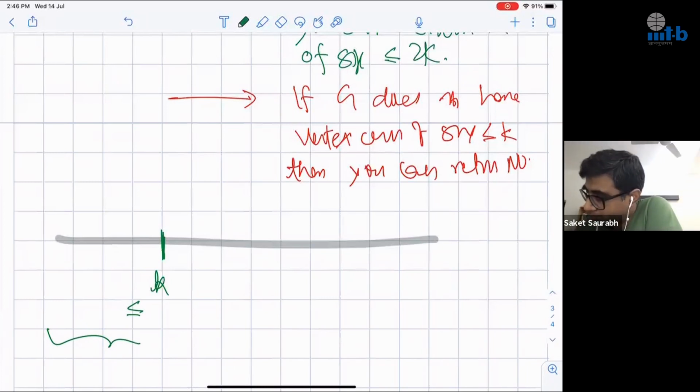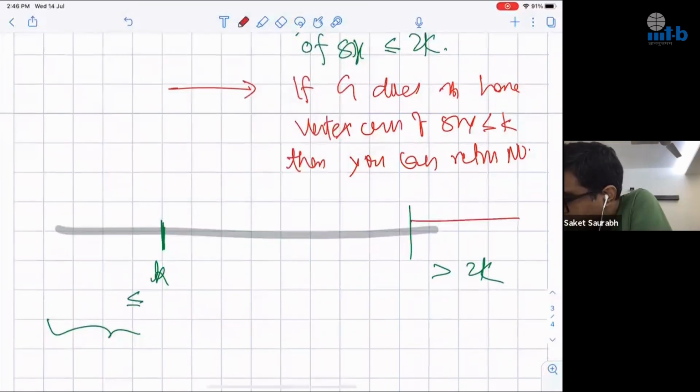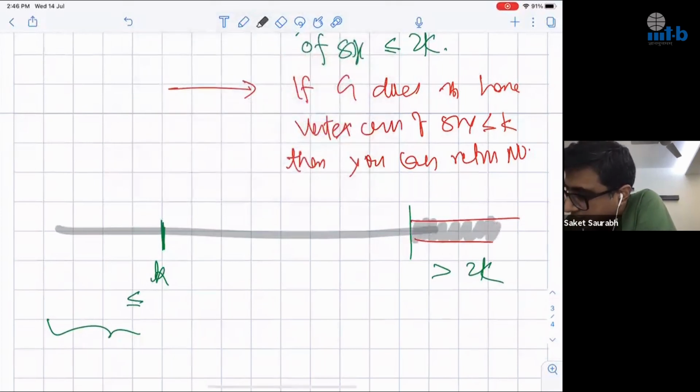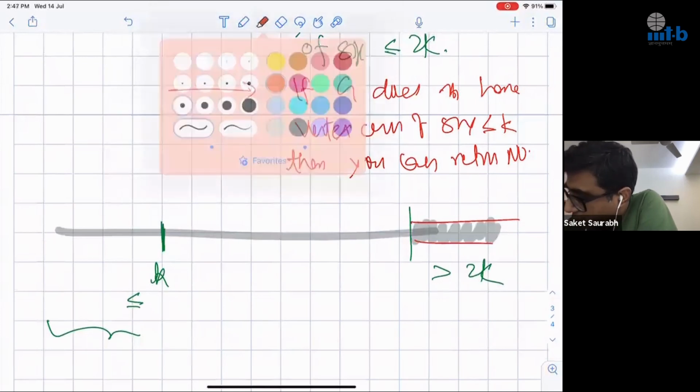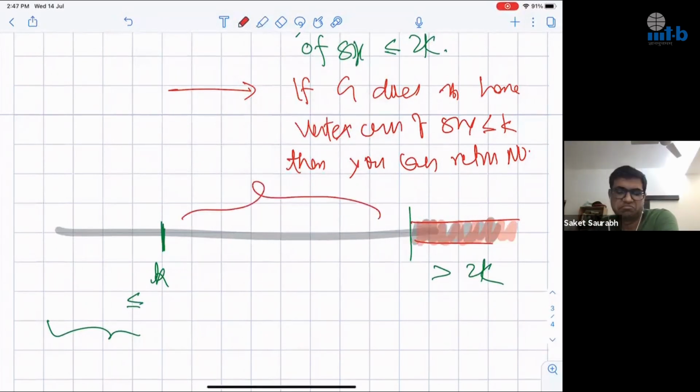But imagine that the vertex cover would have been of size 2K. Then what will my algorithm have to do? Whatever happens, I cannot return a vertex cover of size at most 2K. So if the input is really of this nature, then I will definitely say no in this region. But when the value of K is somewhere here, I may not return anything.